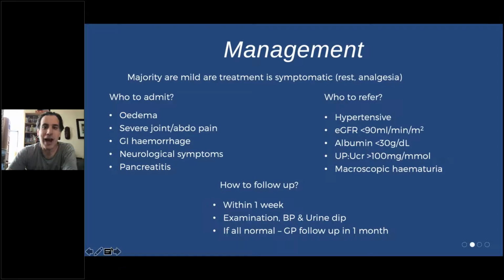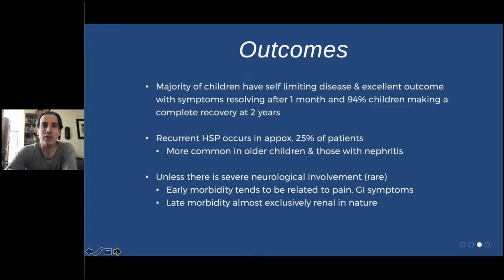How long do you follow the child up after the year? That's debatable. I think we're still suggesting that they should be followed up yearly. The reason is that even though the majority of children will have a self-limiting disease, the symptoms tend to resolve within a month, and over 90% of children will have a complete remission within two years, you will get a recurrence.